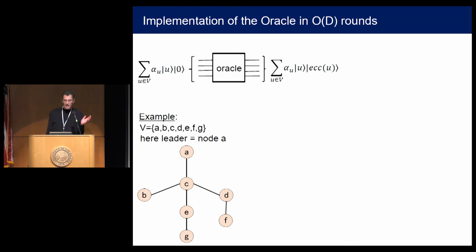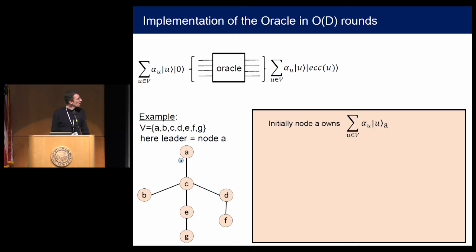And I will explain how to implement it on one example. This example with 7 nodes. And we assume that the leader is this node, that is A, which is the leader, and A will try to implement this oracle. Okay, so A wants to implement the oracle. This means A has as input this state here and needs to compute this state. So it needs to apply the oracle on its input.